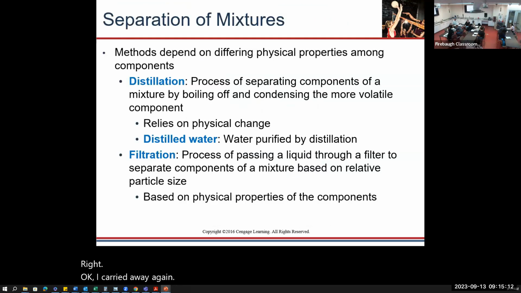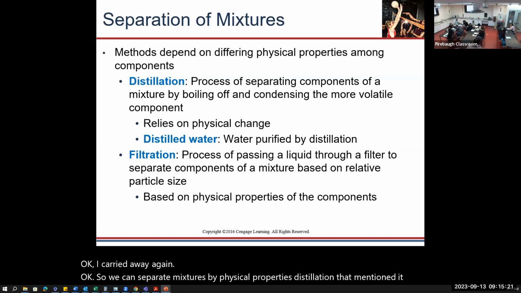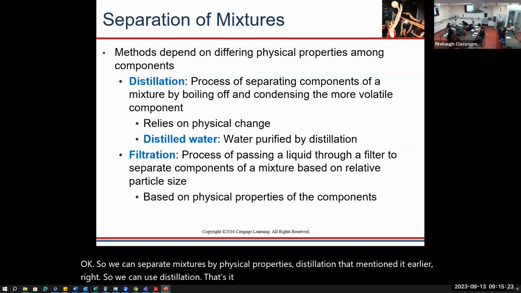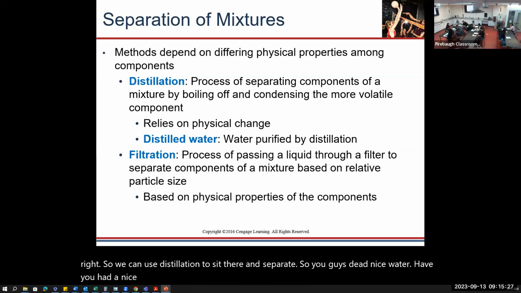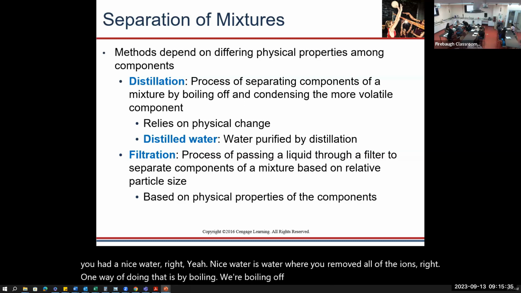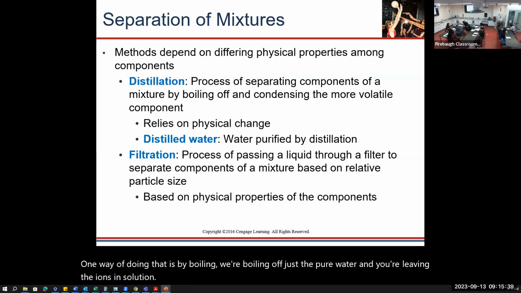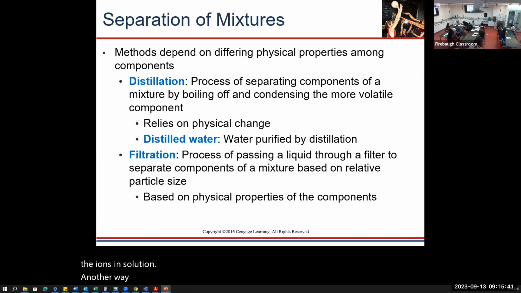So we can separate mixtures by physical properties. Distillation, you had mentioned it earlier. We can use distillation to separate it. Have you heard of deionized water? Deionized water is water where you remove all of the ions. One way of doing that is by boiling. You're boiling off just the pure water and leaving the ions in solution. Another way is by filtration. You can use a filter.